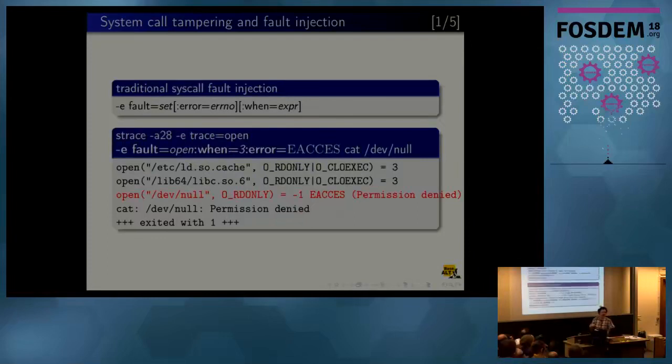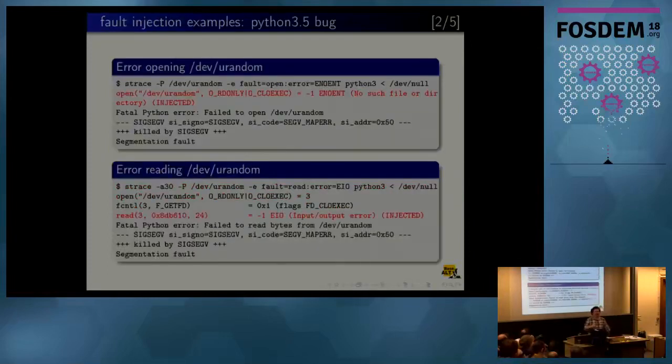And this is also from last year's talk. A real bug was found in Python. It's already fixed now, but you can see that it just failed to check the return code from the open syscall and from the read syscall, and that resulted in segfaults because it then accessed a fixed offset from a null pointer.